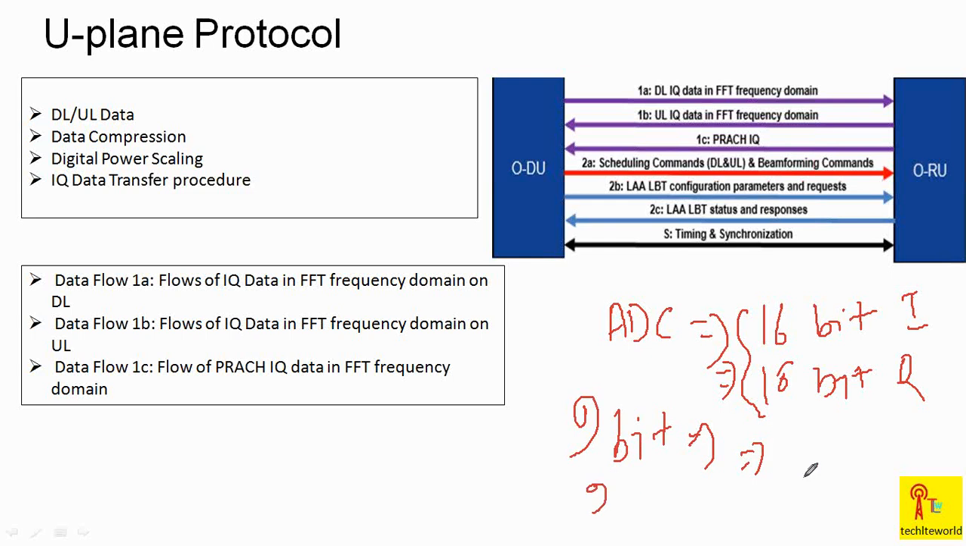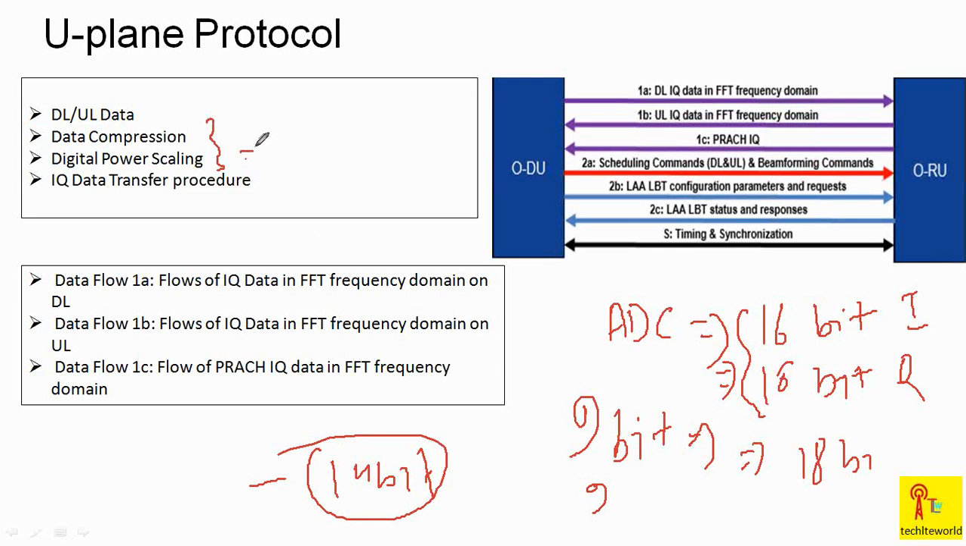So total 18-bit is there. Here 62-bit is there, right? So total gain is something around 14-bit. So we can save 14-bit in front hall, means between DU to RU, right? If we use scaling technique, so data compression technique basically.